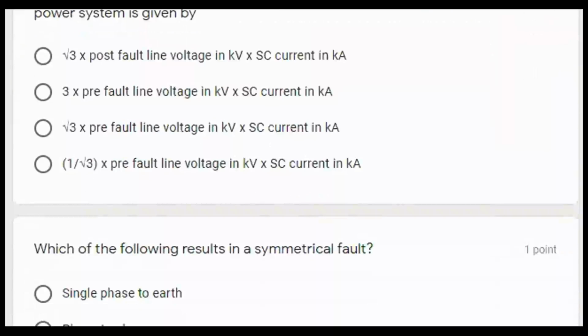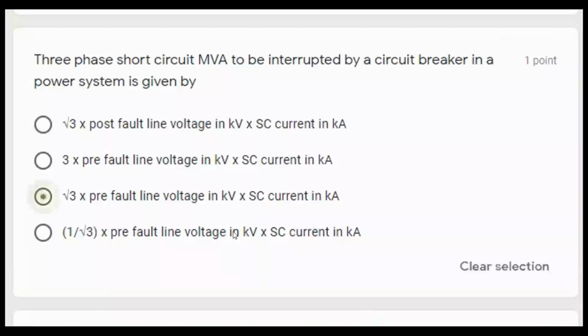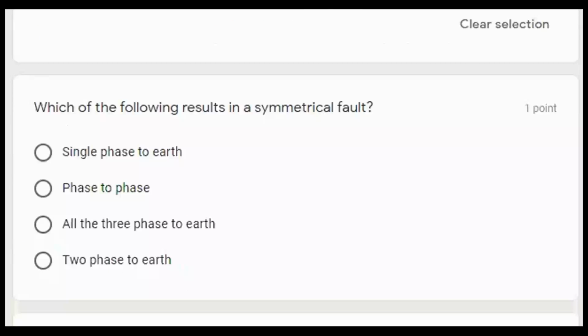Then 15th question. The three-phase short circuit megavolt ampere to be interrupted by a circuit breaker in a power system is given by. That is the short circuit megavolt ampere. The calculation formula is √3 into pre-fault line voltage in kilovolt into short circuit current in kilo ampere. The voltage is the pre-fault voltage. The short circuit current only is multiplied into root 3. The third option is the correct option.